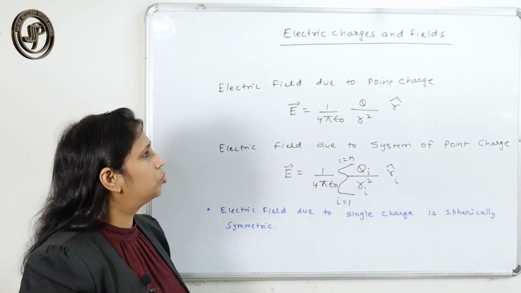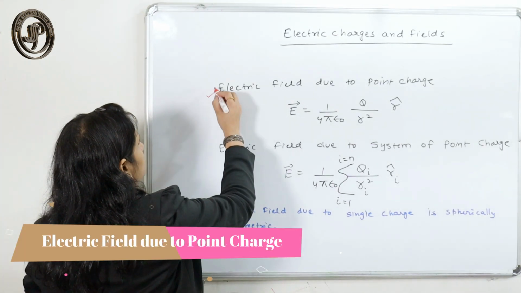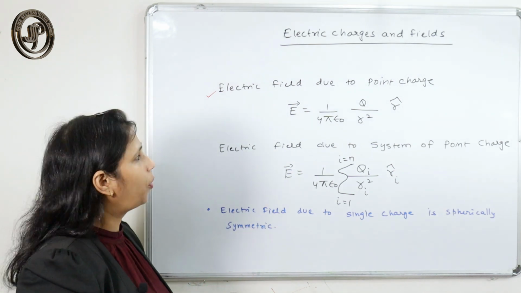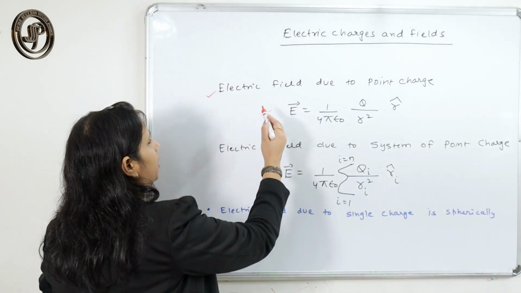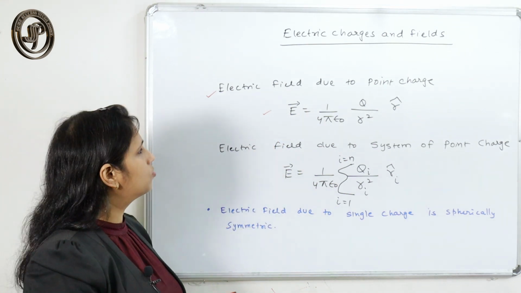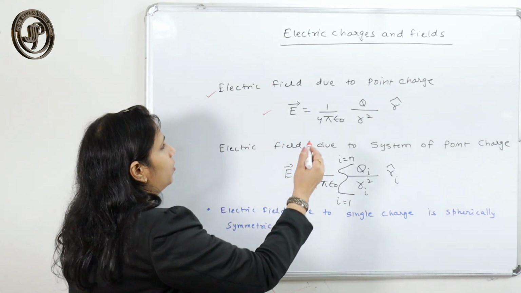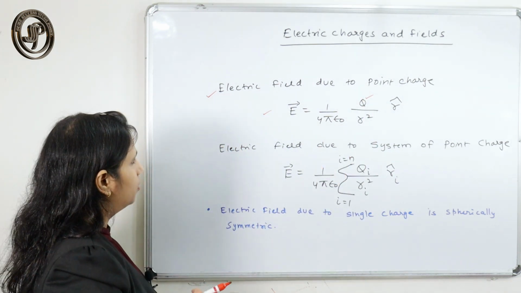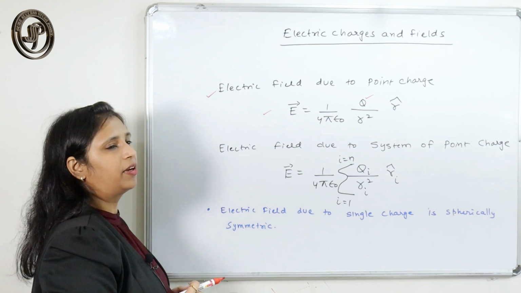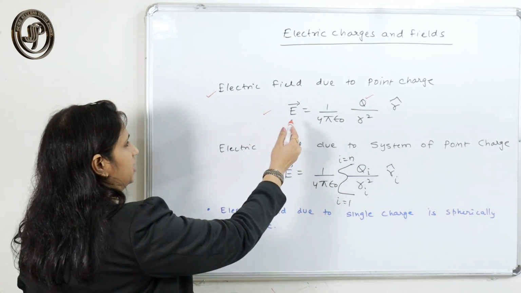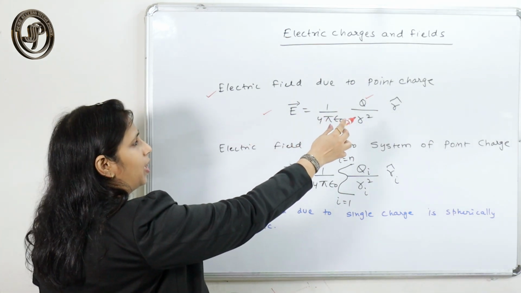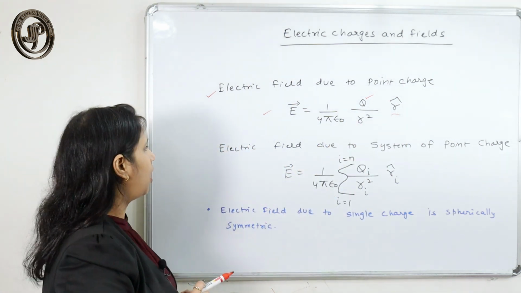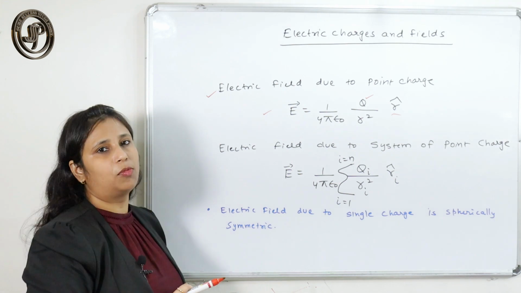Electric field due to a point charge. Now we want to know the magnitude of the electric field due to a point charge. For a single point charge, the electric field is given by 1 by 4 pi epsilon naught, q by r square, where this q is your source charge. When we express this in vector form, E equals 1 by 4 pi epsilon naught, q by r square, multiplied by the unit vector r.